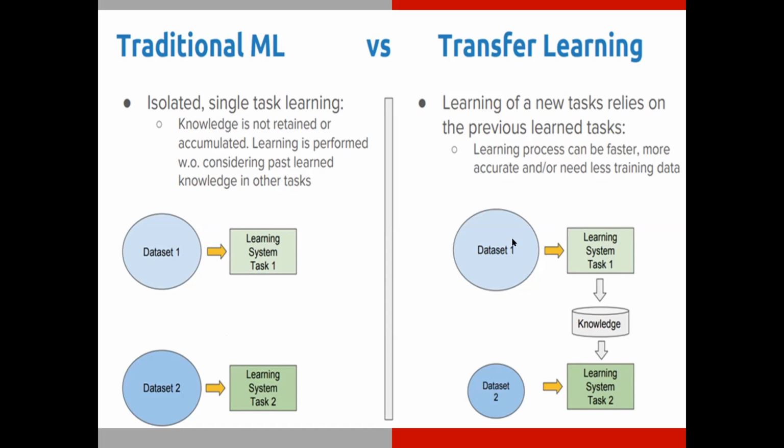So in transfer learning, the learning of new tasks relies on previously learned tasks. So the algorithm can store and access knowledge, and this model is more generic than specific. And the main advantage of using transfer learning is that it increases the learning speed. So that is a major advantage of transfer learning. So we have taken transfer learning for our model.